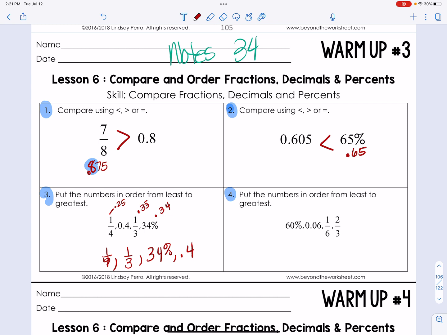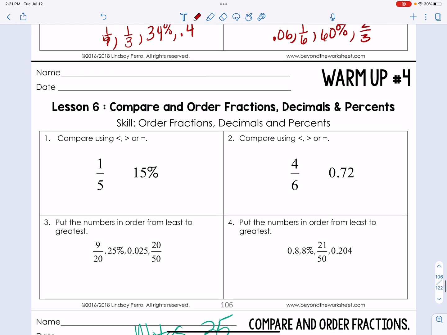So on these, I'm going to put them all as decimals. This one is 0.6, 0.06. This one is 0.16 repeating, and this one is 0.6 repeating. So that's by far the biggest. So order would be 0.06, and then 1/6, and then 60%, and then 2/3. So I'm putting them in order.